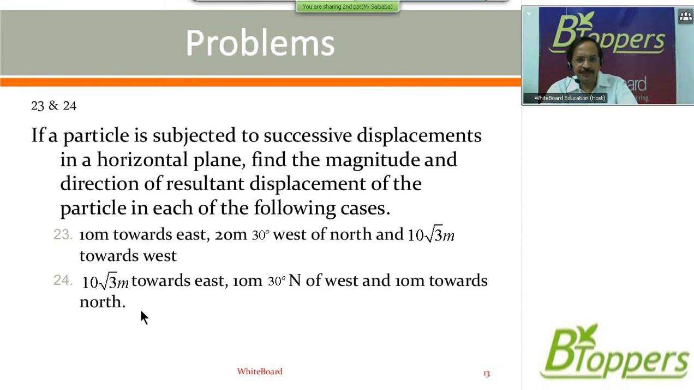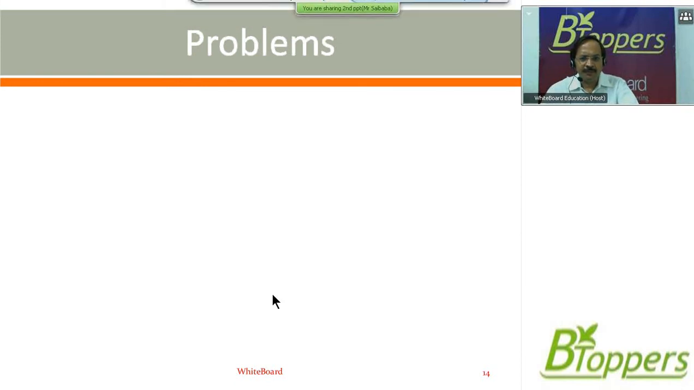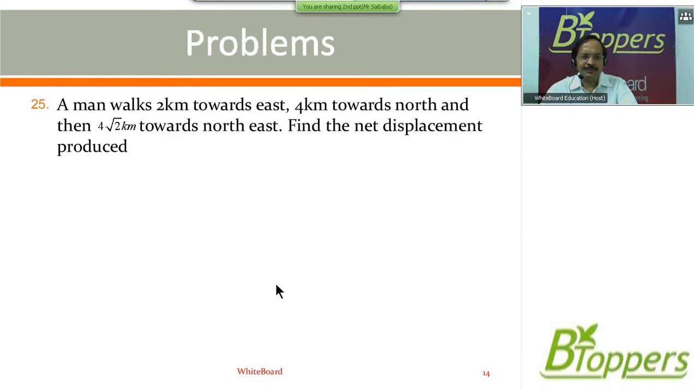Then next, look at question number 25. A man walks 2 kilometers towards east, 4 kilometers towards north, and then 4√2 kilometers towards northeast. Find the net displacement produced. Come on, take a pause and try the problem yourself.